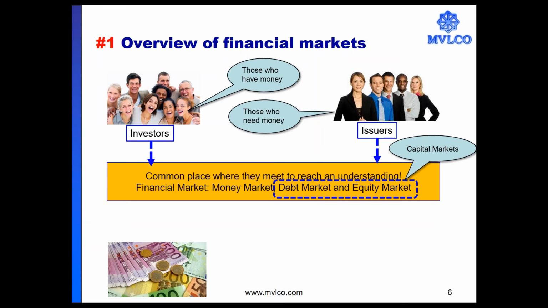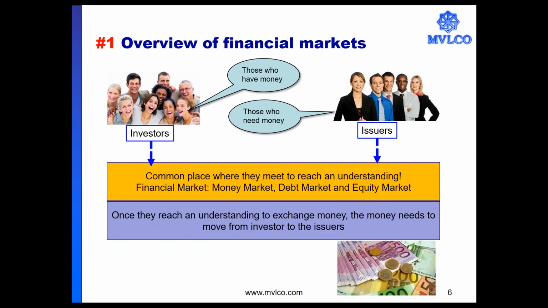Layer 1 is where they have decided that they would like to invest money into a company promoted by the issuer. Now once they have reached this understanding, the next logical step is actually paying the money. So layer number 2 is the payment layer. Payment layer means investors would now actually make the payment to the issuers. So in financial markets, we will have two layers.